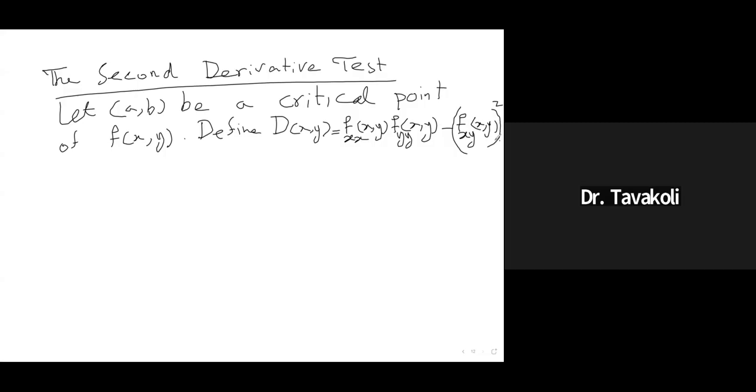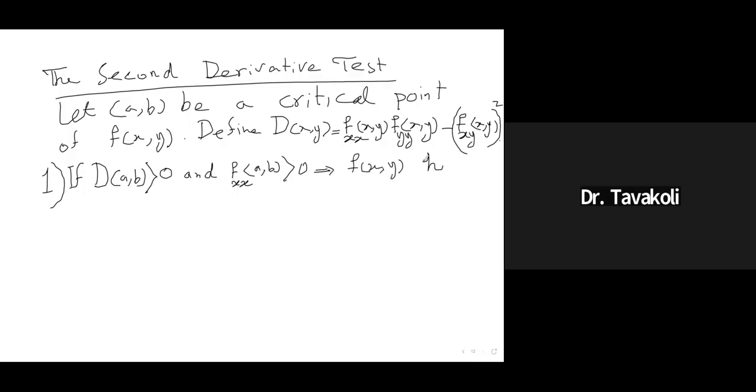So we have 4 situations. Case 1. If this d at the critical point AB is positive, at the same time, the second derivative purely with respect to x at the same point is also positive, then the function f of x and y has a local minimum at AB. This is one situation.